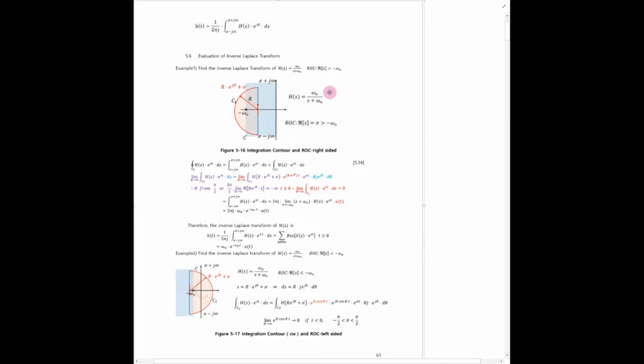To figure out the inverse Laplace transform, we need to know these integration results. We will study that. Here is the first example. We would like to find the inverse Laplace transform of this H(s) with a given region of convergence: the real part of s is greater than minus omega 0. Here, minus omega 0 is the pole. The single pole is given here, and the region of convergence is the right side of that pole.